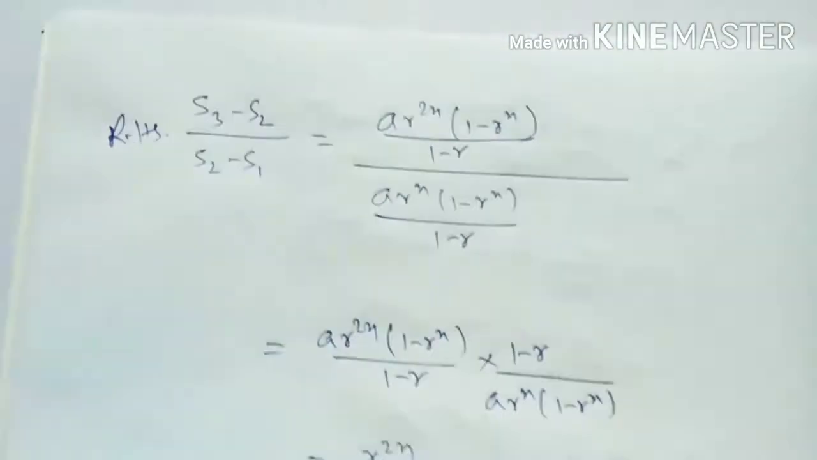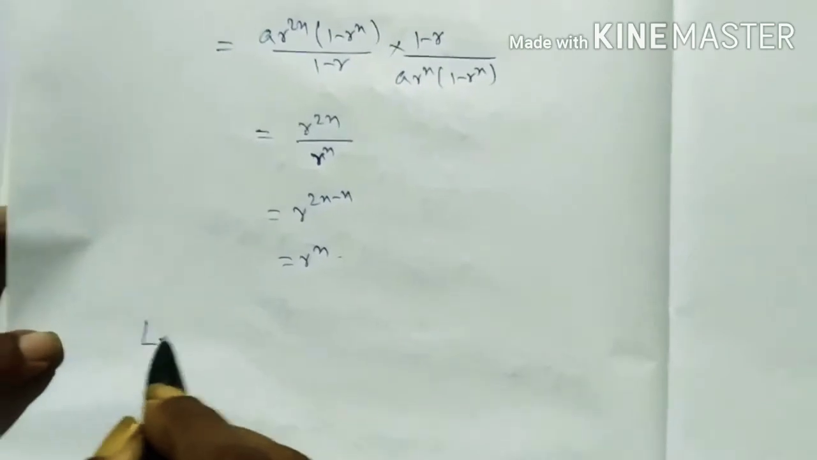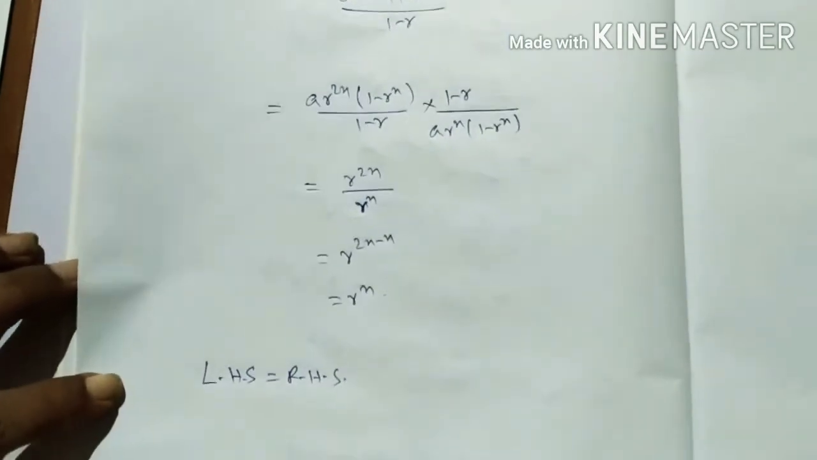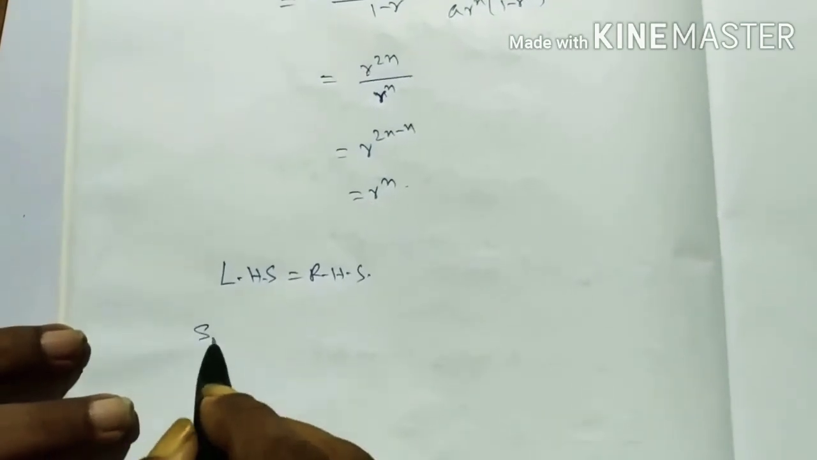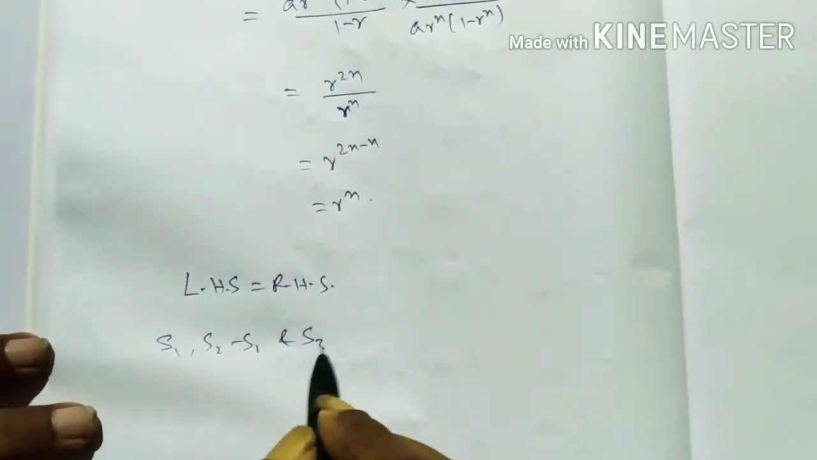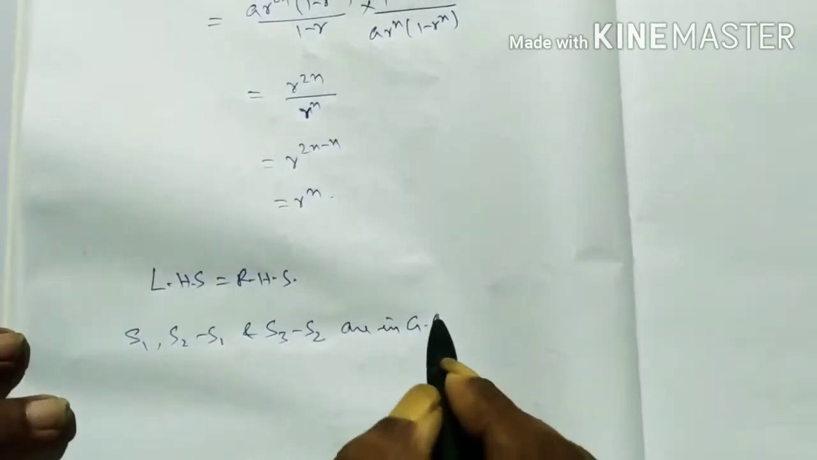Now what do we find? We find that this is the right hand side. So we find that the left hand side is equal to the right hand side. Therefore we can say that S1, S2 minus S1 and S3 minus S2 are in GP. This we can say. This is proved.